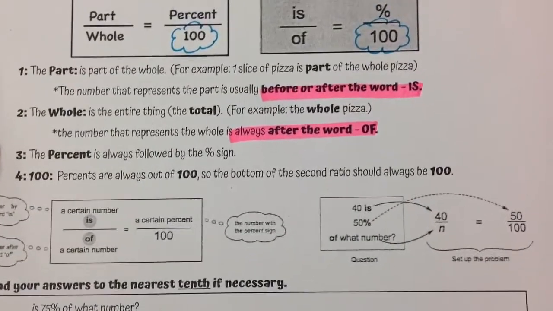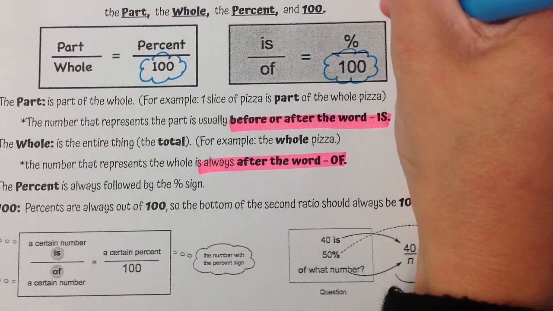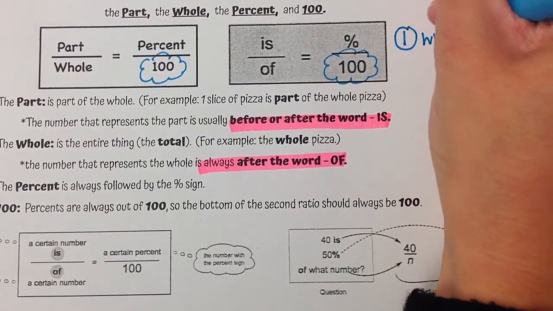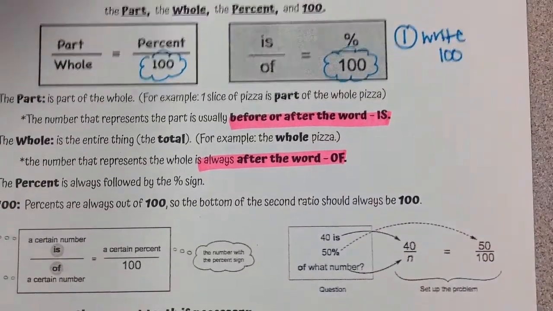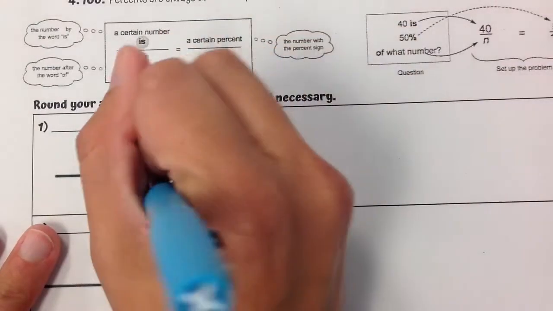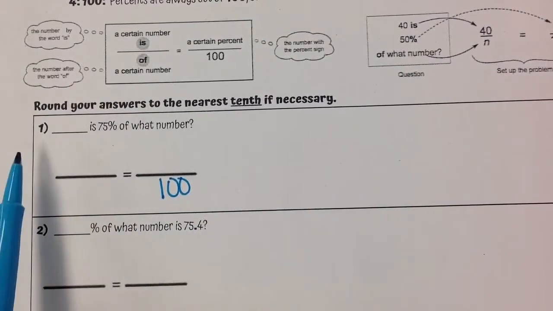My recommendation when we are doing problems is the first thing that I do is I write 100. So in my blank proportion, which we've got set up here, I know automatically my proportion's always going to have 100 in the bottom right. So let's look at this problem.